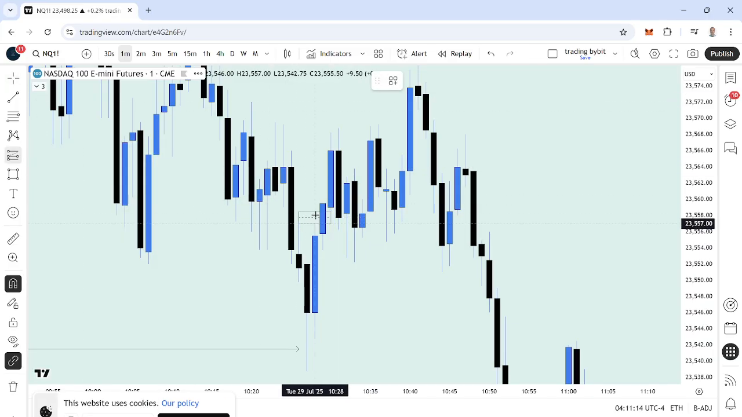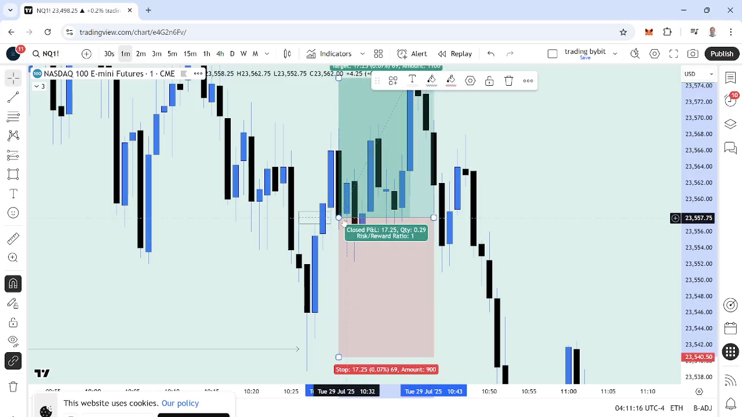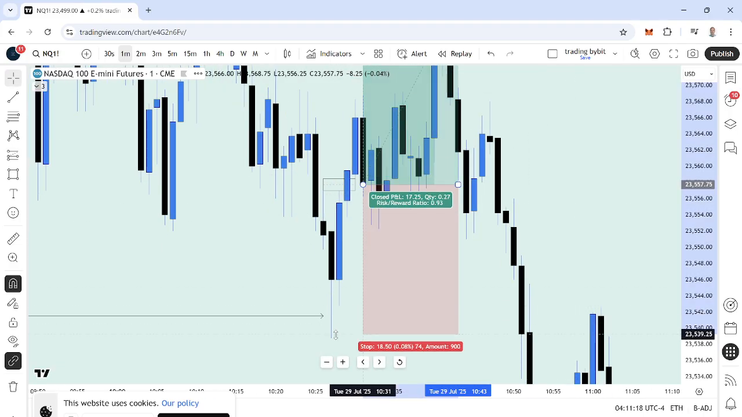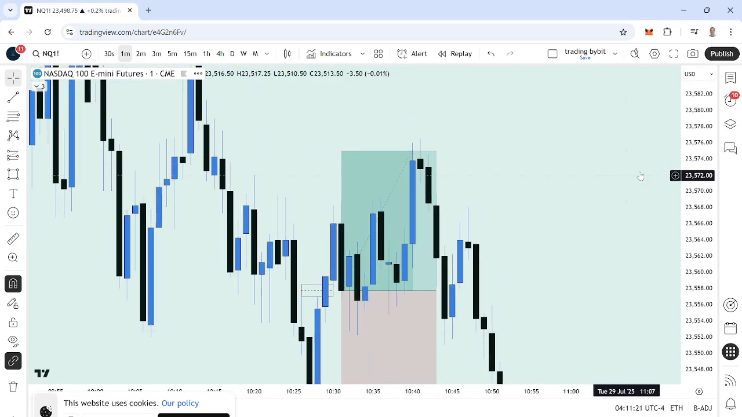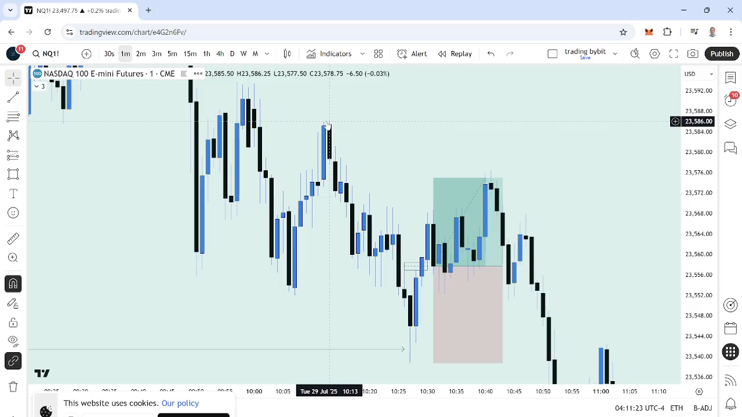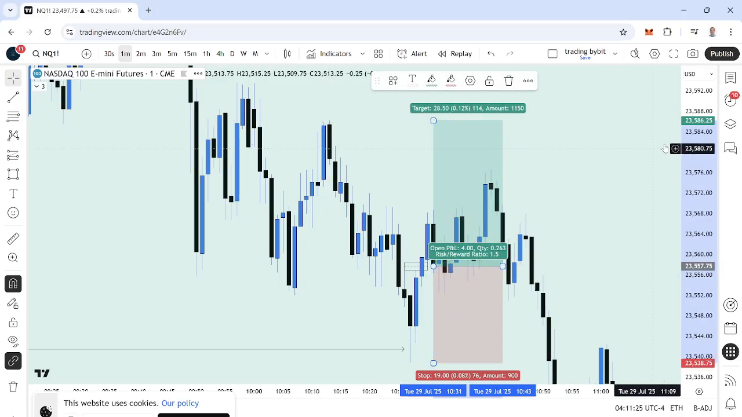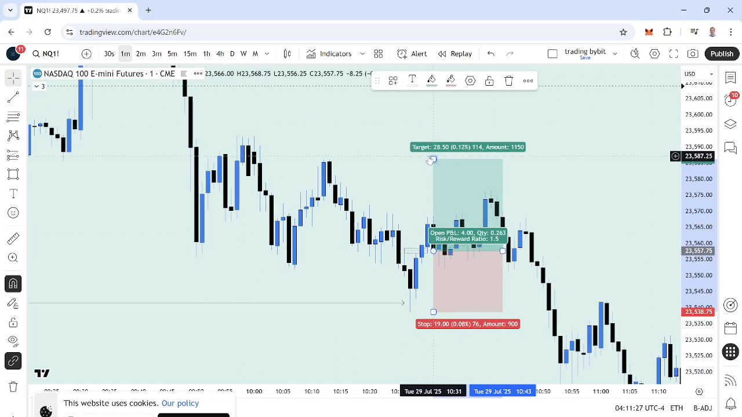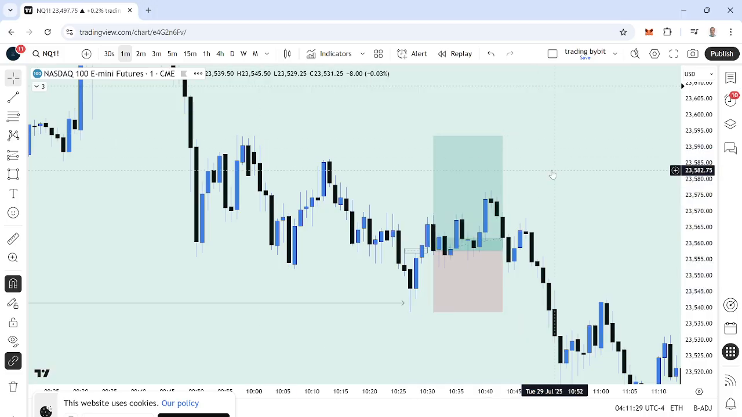What do we do? We should have longed off of this one immediately when it tapped, stops at the low. And then actually take it to, at least, the previous high. I actually wanted to take it to these equal highs here, so that was my first target.